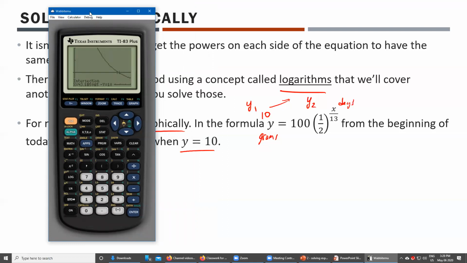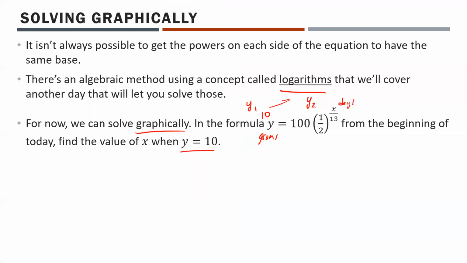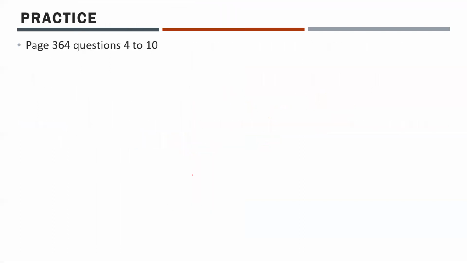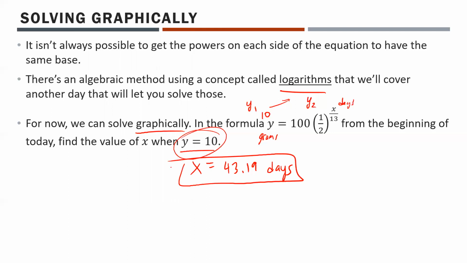Now, it didn't tell us in this question what to round it to. I guess the nearest hundredth would be fine. So I'll say 43.19. Let me write that down. So x, oops, change slides. X is equal to 43.19 days. So after that many days, you'd have only 10 grams left.